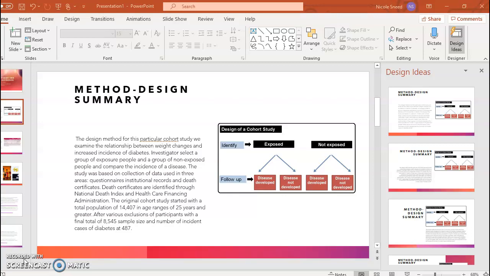The original cohort study started with a total population of 14,407 in the age range of 25 years and greater. After various exclusions of participants, we have a final total of 8,545 sample size and a number of incident cases of diabetes at 487.